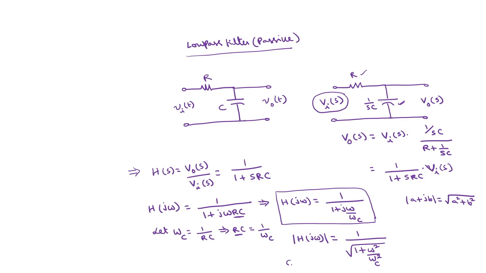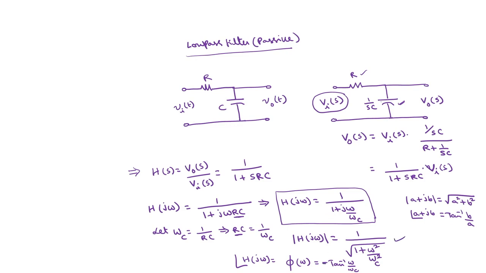And the phase angle, let us call it phi of omega, is the phase angle of H of j omega. This is equal to minus tan inverse omega by omega c. Because this is in the denominator, if I take it to the numerator, it will be a minus sign. The phase angle of a plus j b is equal to tan inverse b by a. Because of this denominator term, we have to keep the minus sign.